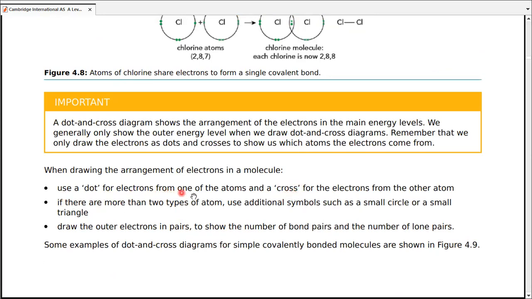Use a dot for electrons for one of the atoms and a cross for the other if there are more than 2 types. Small circles, small triangles are good. I do not agree with triangles, since I've seen students draw triangles like these and circles like these in such a way that their circles and their triangles mix up. Do not draw any of the symbols that you mix up.